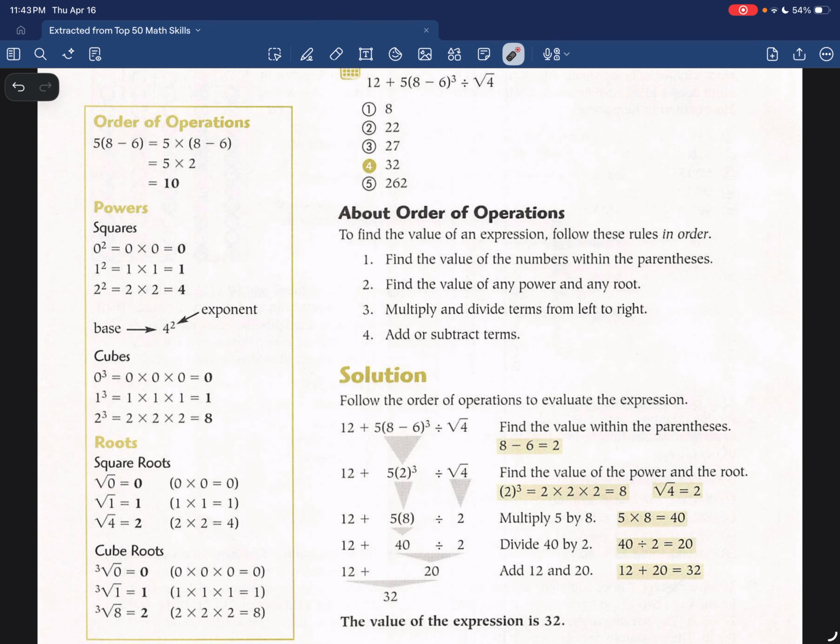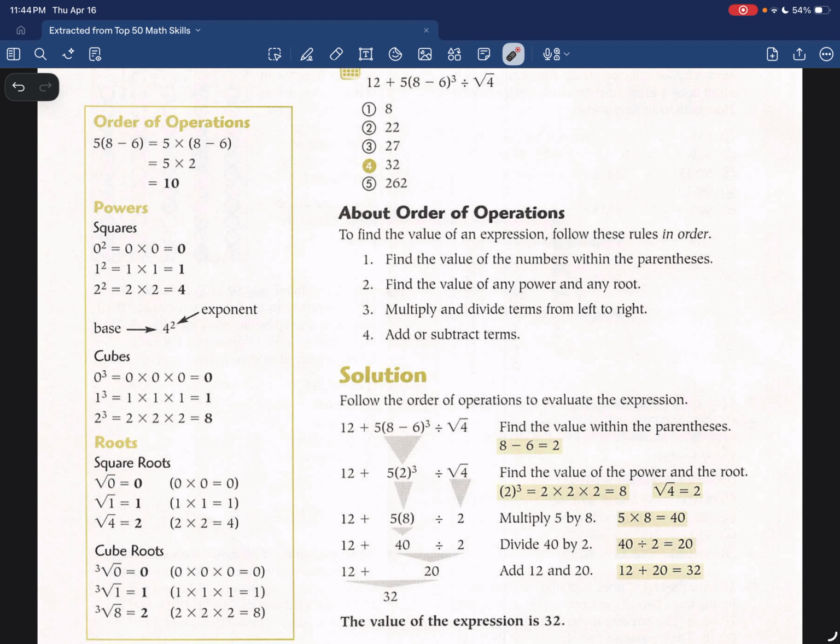And the example they give us is 5(8 - 6). What that means is 5 times the quantity of 8 minus 6. And you must do parentheses first. So that would leave us with 5 times 2, which is a total of 10.